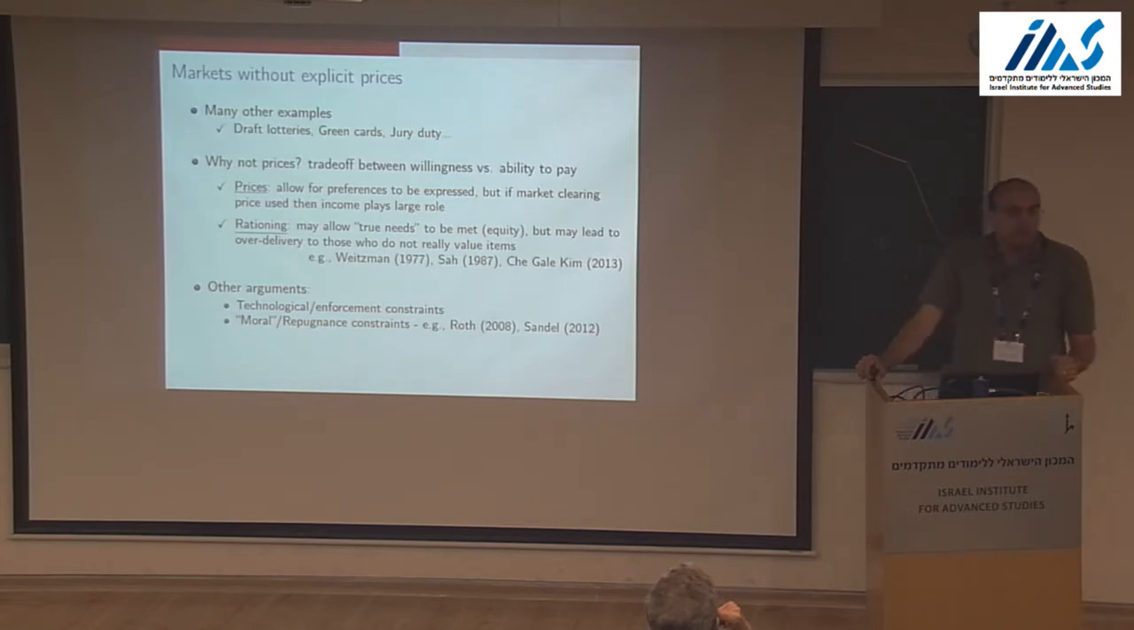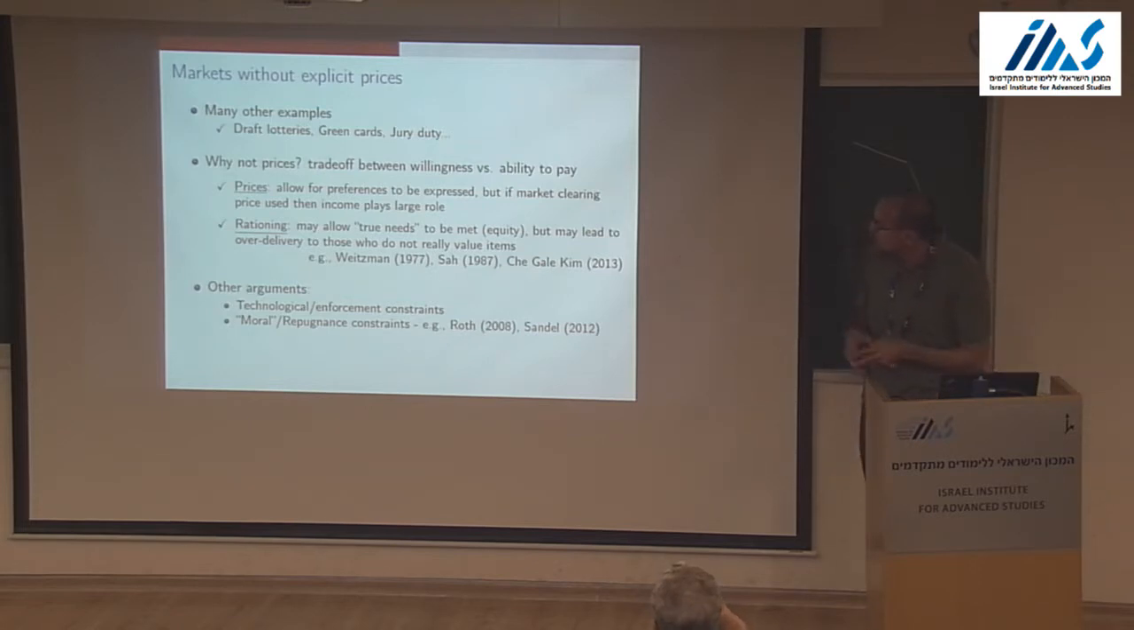On the other hand, if we don't use a price-based system and use some form of rationing, that may be preferred if we're concerned about equity, if we want to meet true needs. The potential pitfall of a rationing-based scheme is we may be delivering goods to those who do not really value the items. So we satisfy the constraint about ability to pay, but we may be misallocating in terms of willingness to pay. So this is a fairly loose discussion. It's an idea that's been formalized in several generations, I think starting with Marty Weitzman in a very early article, and made more modern with the tools of mechanism design in this last article by Yeon-Koo Che and co-authors.